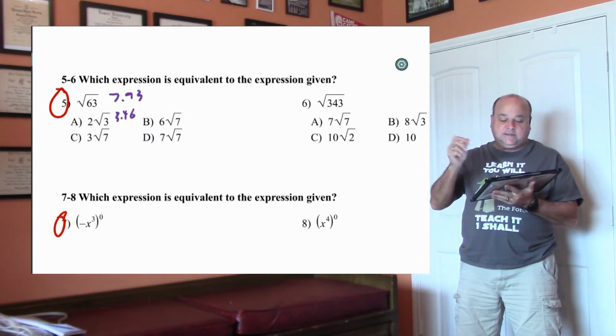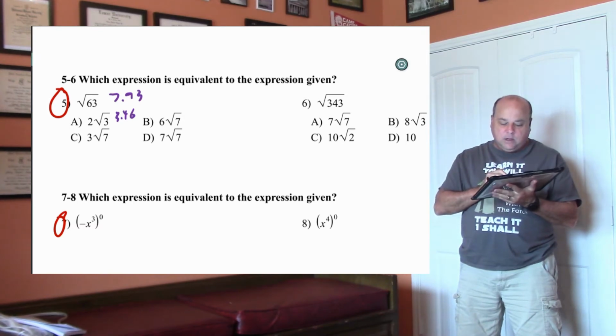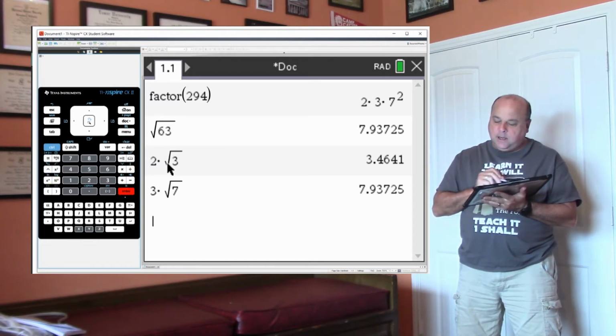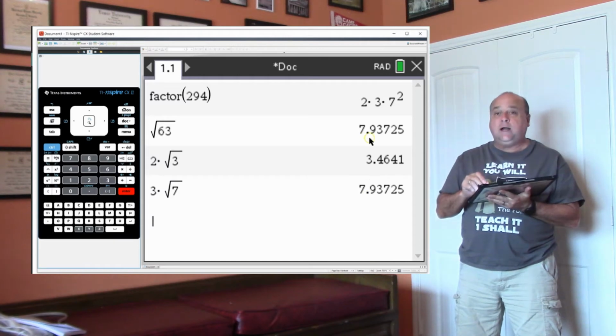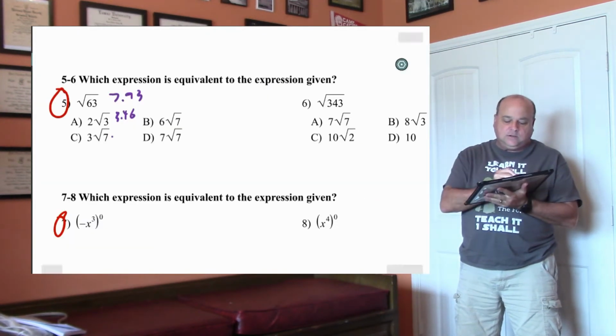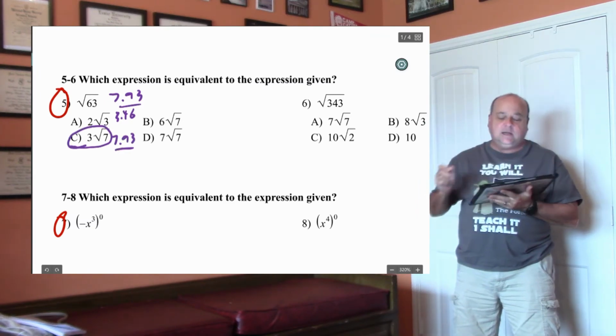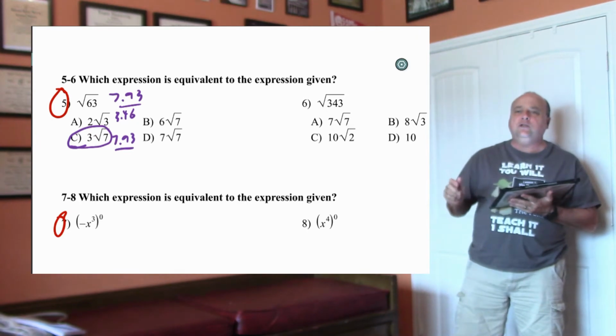Let's try C. 3 square root of 7. So we're going to go to C. 3 square root of 7. 3, Control X squared, 7. Hit enter. And ding, ding, ding. Notice it's 7.93. 7.93. That one works, doesn't it? So 7.93, the decimals match up. It's going to be C. So that's another way you can do it.